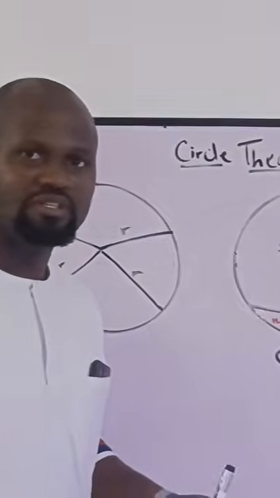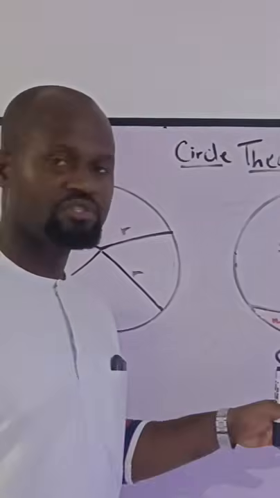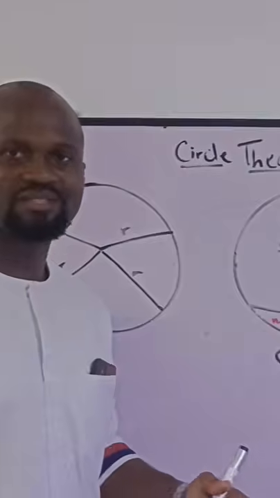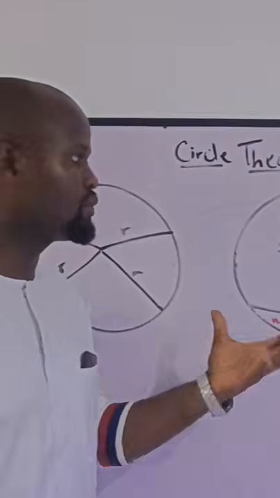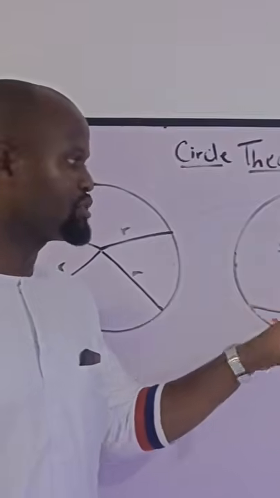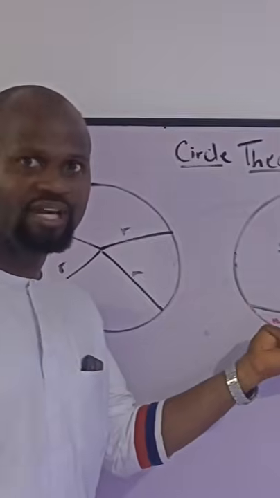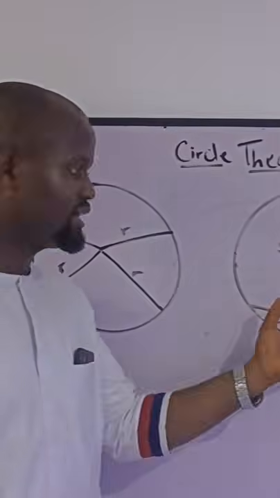Now what is the difference between the segment of a circle and the sector of a circle? So what's the sector and what's a segment? Well, you can see what a segment is. A segment is a region of the circle that is cut off by a chord, all right? And so you have the major segment and you have the minor segment.